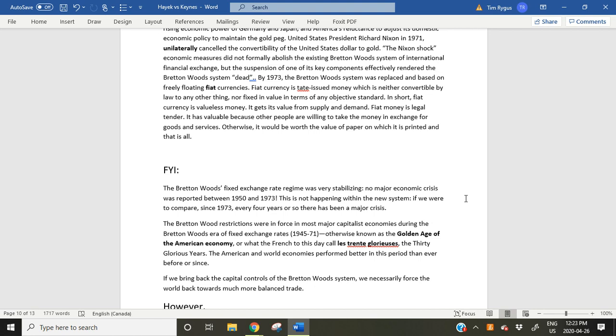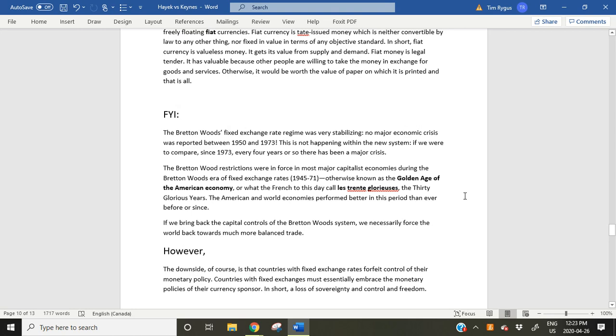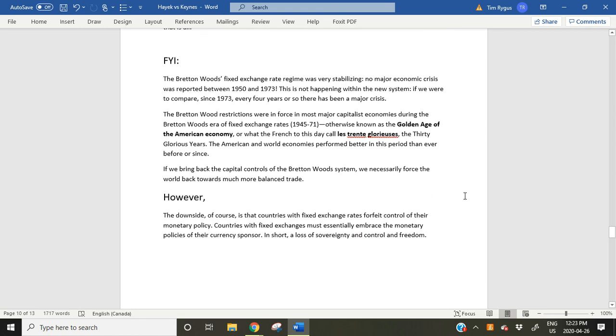If we bring back the capital controls of the Bretton Woods system, we necessarily force the world back towards much more balanced trade. However, the downside of this is that countries forfeit control of their monetary policy. Countries with fixed exchanges must embrace the monetary policy of their currency sponsor. So in short, this is a loss of sovereignty and control and freedom.